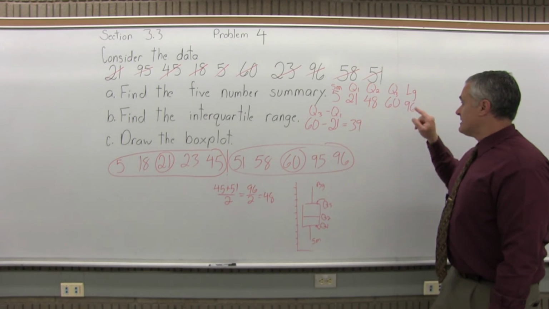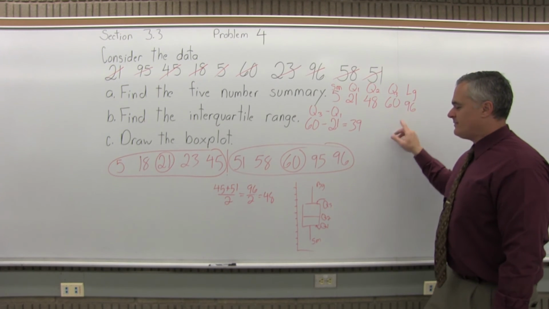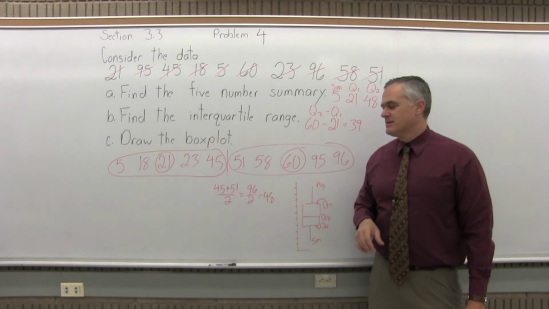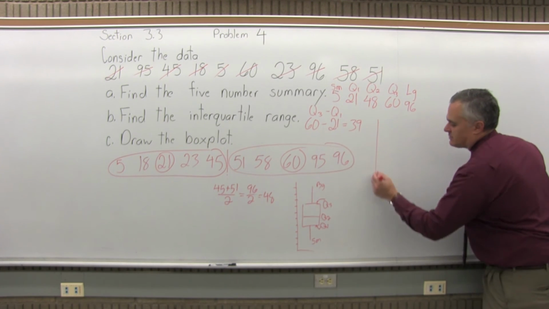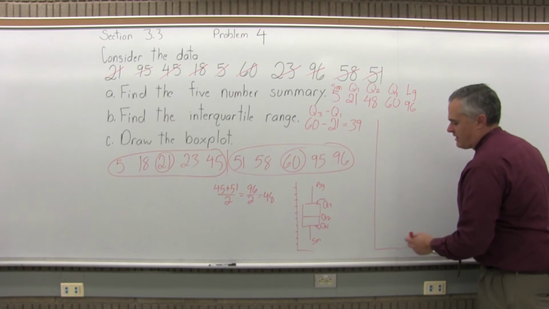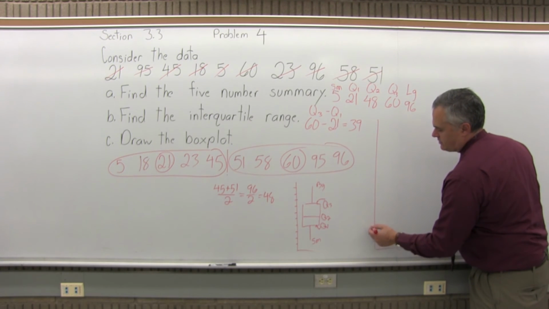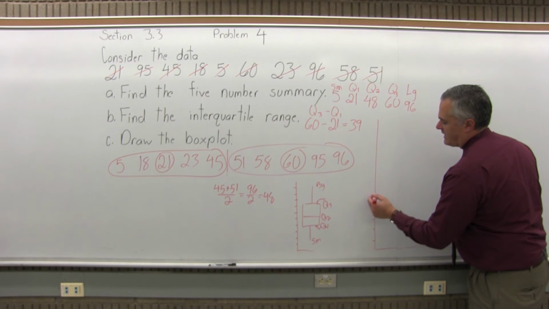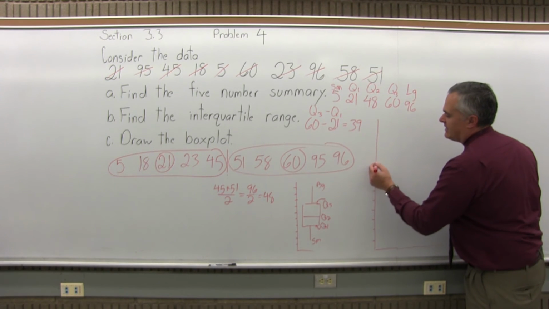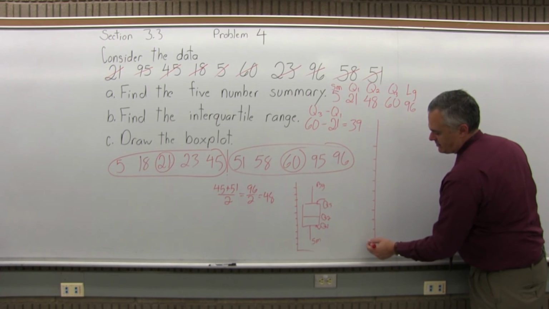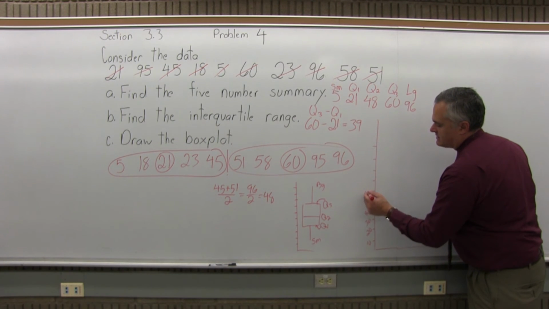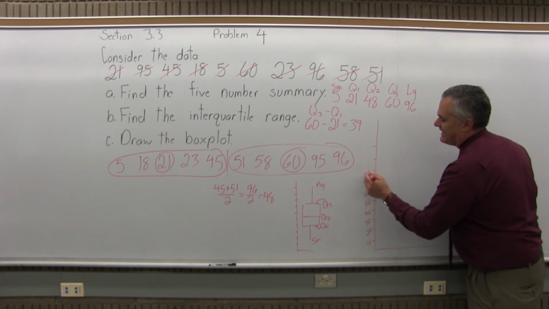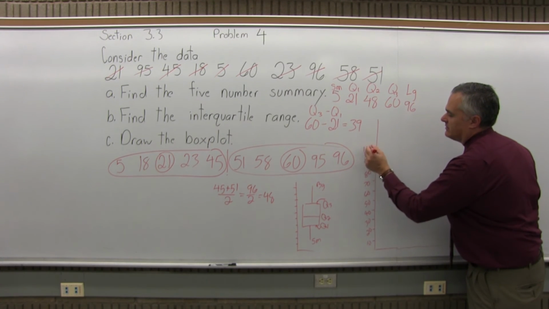So my biggest data value is 96. I certainly don't want to draw 96 of the lines. So going by tens is a good sensible number scale. Let's put it right here. 1, 2, 3, 4, 5, 6, 7, 8, 9, 10. And I'll label that: 10, 20, 30, 40, 50, 60, 70, 80, 90, and 100.